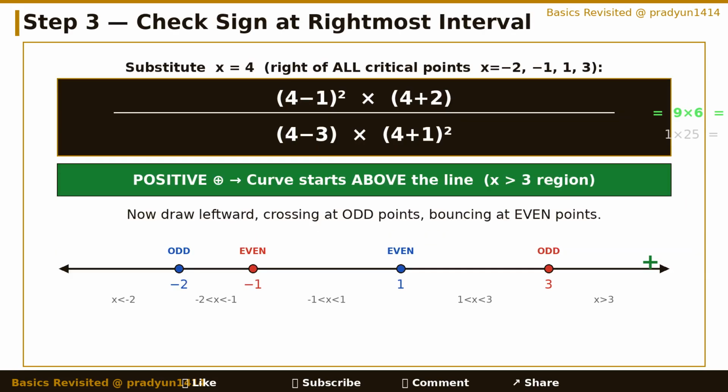Step 3. Check the sign in the rightmost interval by substituting x equals 4. Numerator gives 9 times 6 equals 54. Denominator gives 1 times 25 equals 25. The result is positive, so in the region x greater than 3, the curve is above the number line. Now we draw leftward, crossing at odd points and bouncing at even points.